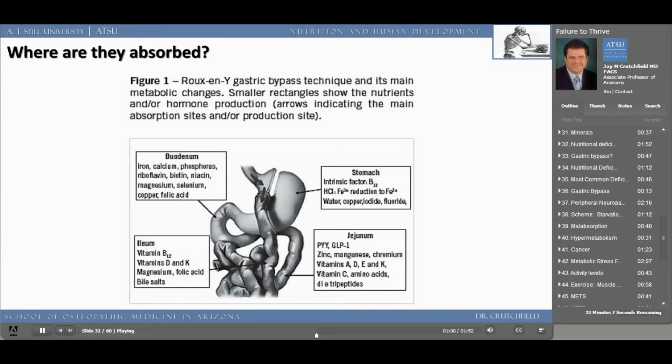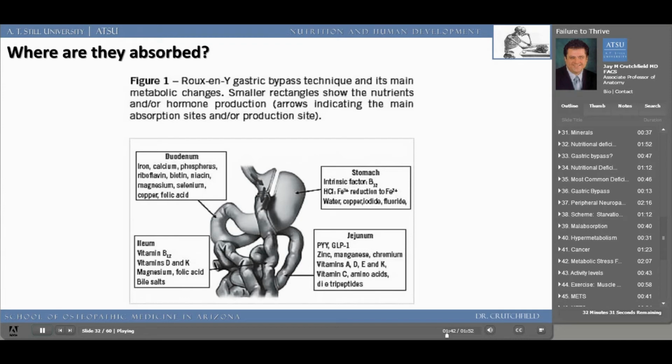In a patient who is very thin and may be suffering from malnourishment or even starvation, they won't have enough of A, D, E, and K because they won't have enough fat intake or even body fat to absorb and to hold these various minerals and vitamins. Also note that you have iron, which is absorbed from the stomach because of the acid environment. Bile salts are in turn absorbed in the ileum. The jejunum is also where amino acids and di and tripeptides are absorbed.